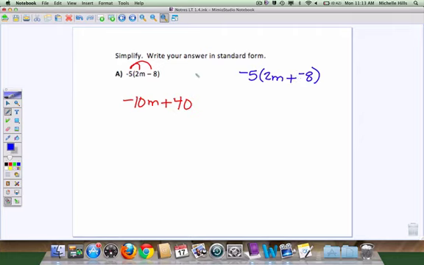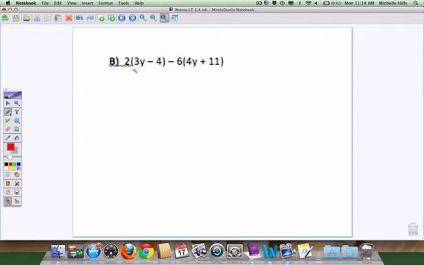It says write your answer in standard form. Well, this is in standard form. My like terms have been combined because there weren't any. The variable term is written before the constant, so I'm done. I do want you to show me this work above your distributive property step. It's a reminder that you're taking the negative 5 times both things inside the parentheses.